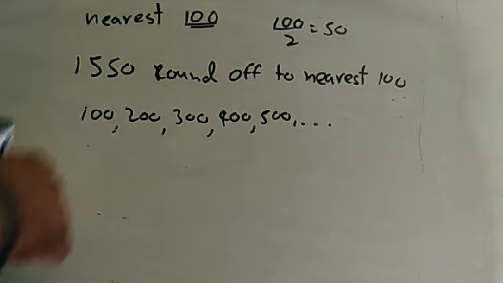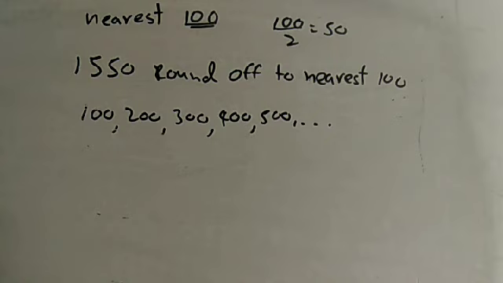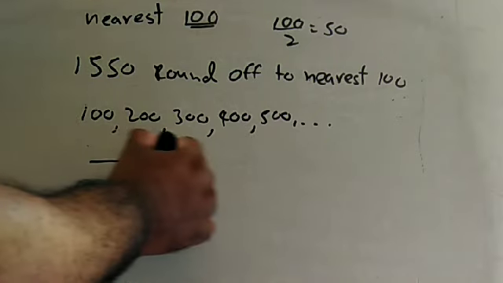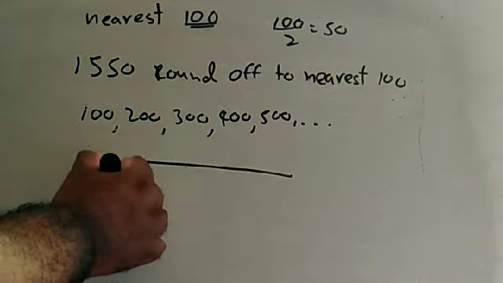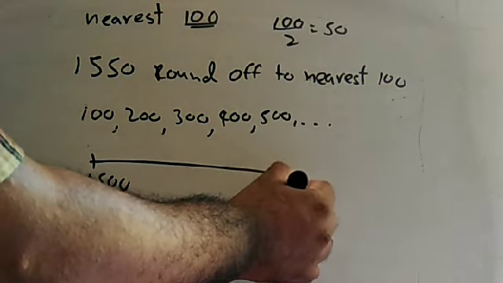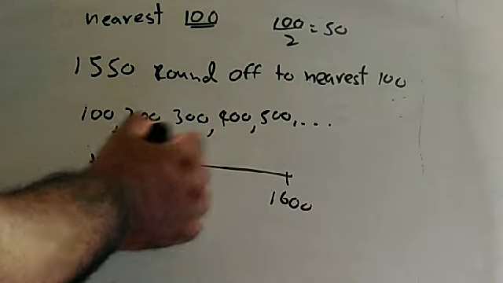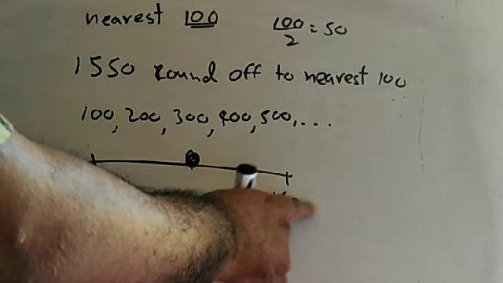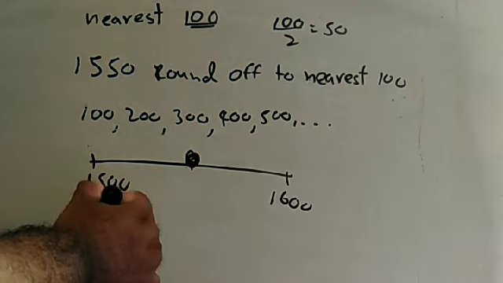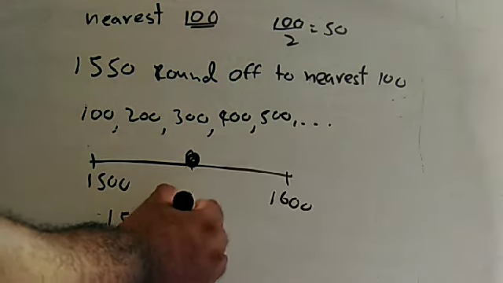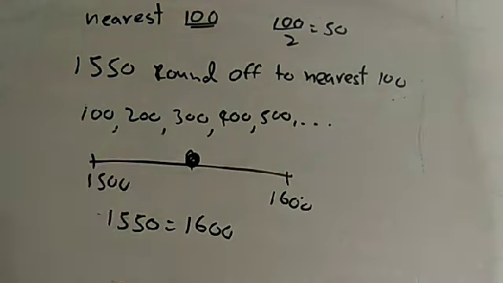1550, round off to nearest 100. Now 1550 is between 1500 and 1600. The middle one is 1550. When rounding off to the nearest 100, the right hand side number, 1600, is the answer. I told you earlier, there's a short method to get the answer.